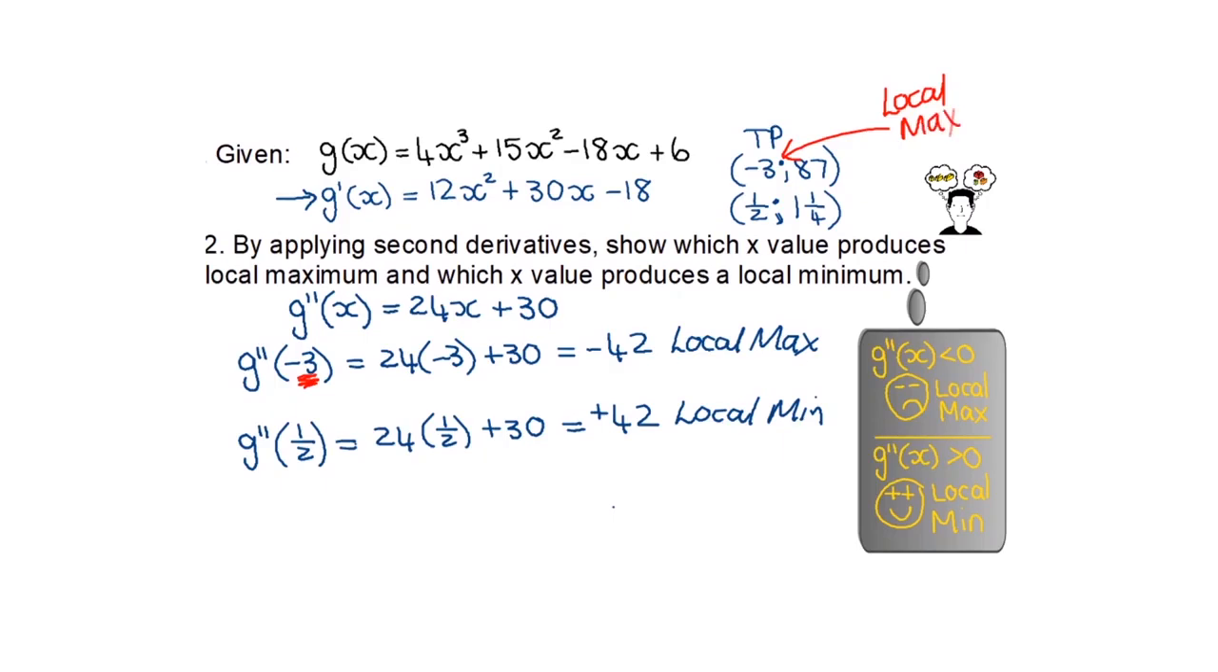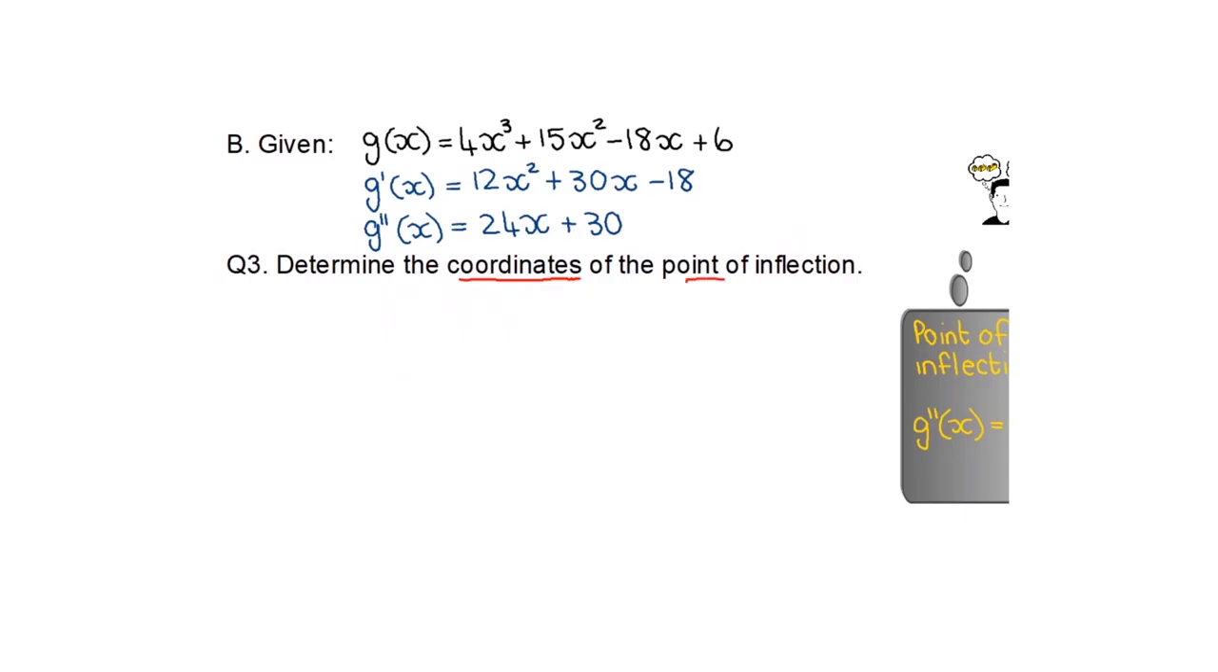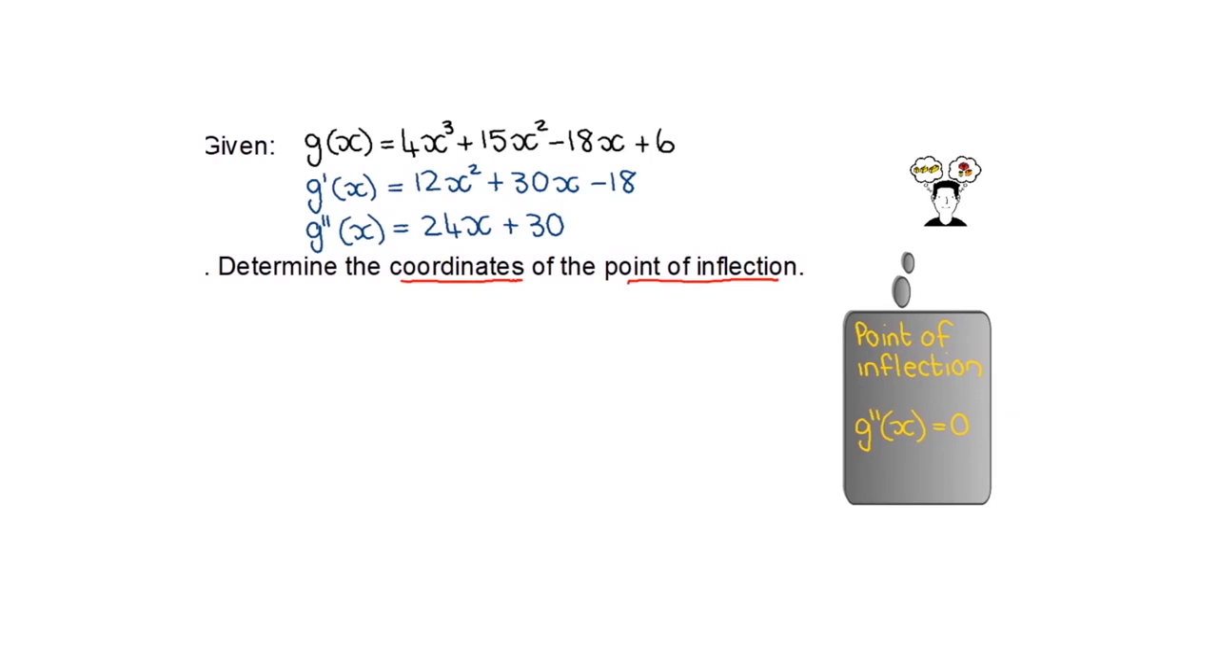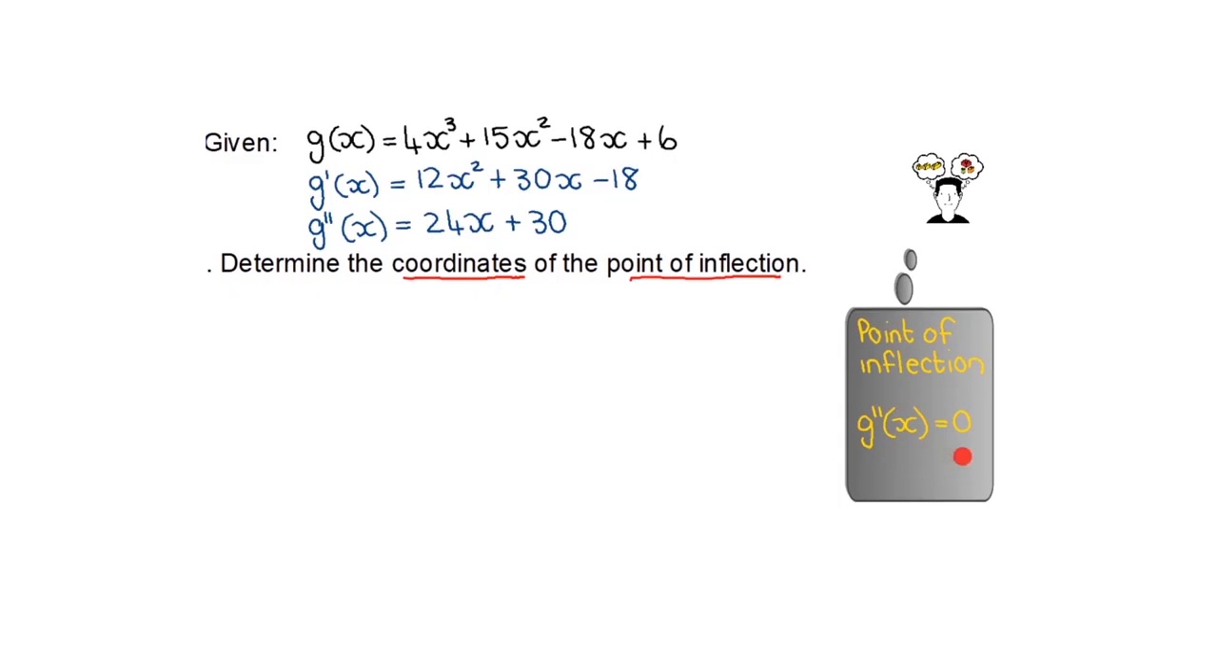In the next question they say, determine the coordinates of the point of inflection. So do you still remember what we should know about the point of inflection? The point of inflection is where the second derivative is equal to 0. And we already used the second derivative, so I can actually just use it. The second derivative, we said in our previous question, is 24x plus 30, because the point of inflection will be where the second derivative is equal to 0. So it's where 24x plus 30 is equal to 0.